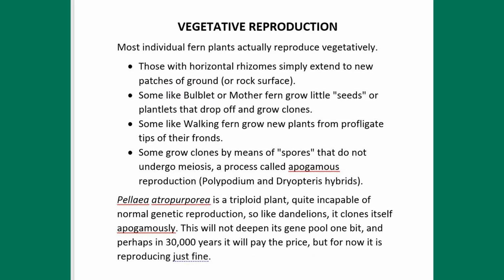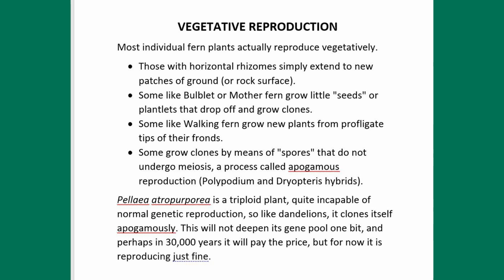Vegetative reproduction accounts for most of the ferns you'll see in the woods. They just don't bother to have sexual reproduction. It's too laborious, too slow. They just send out a rhizome and start a new plant, or might have little bits of some sort or another that break off and wash away and start a new plant.